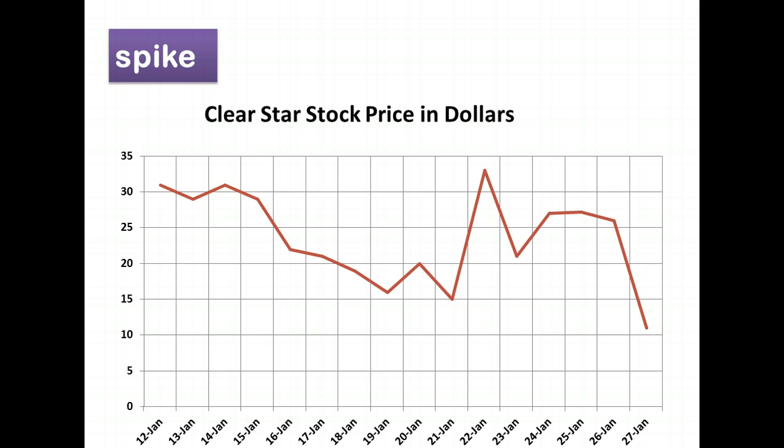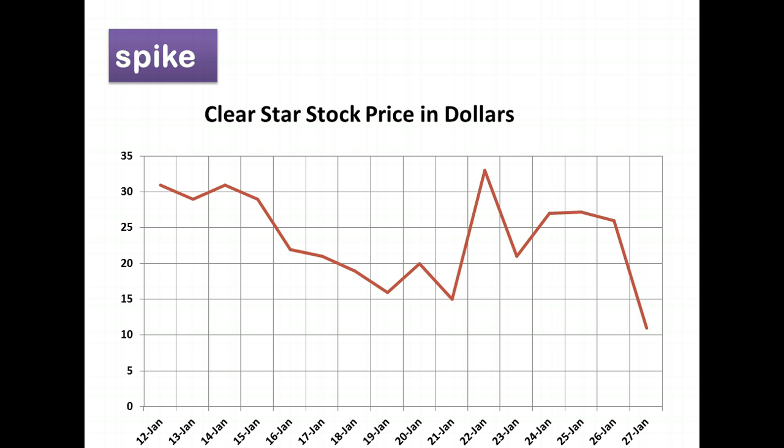And we're going to take a look at this line graph, which shows us the price of this stock, Clear Star, from January 12th to January 27th. And if you look at this line graph, on what day do you see a large increase in the price for this stock? All right, and you should say January 22nd. So on January 22nd, the price increased a lot compared to the other days. And the rise was very quick.